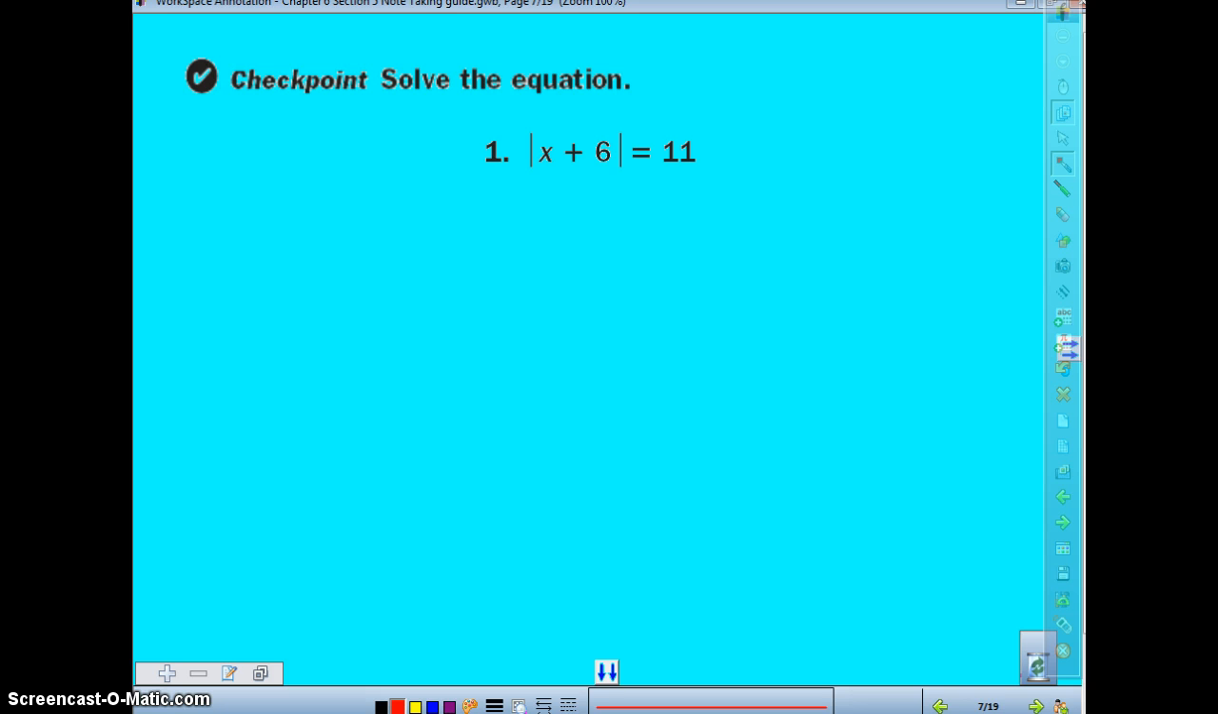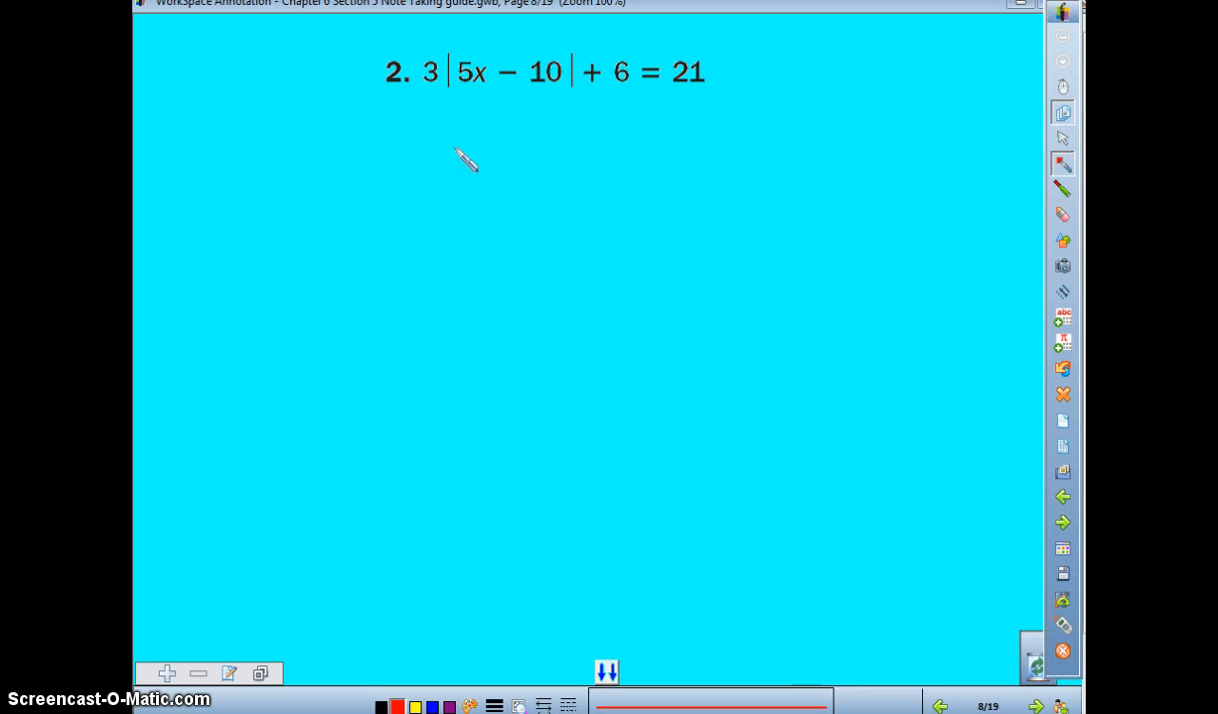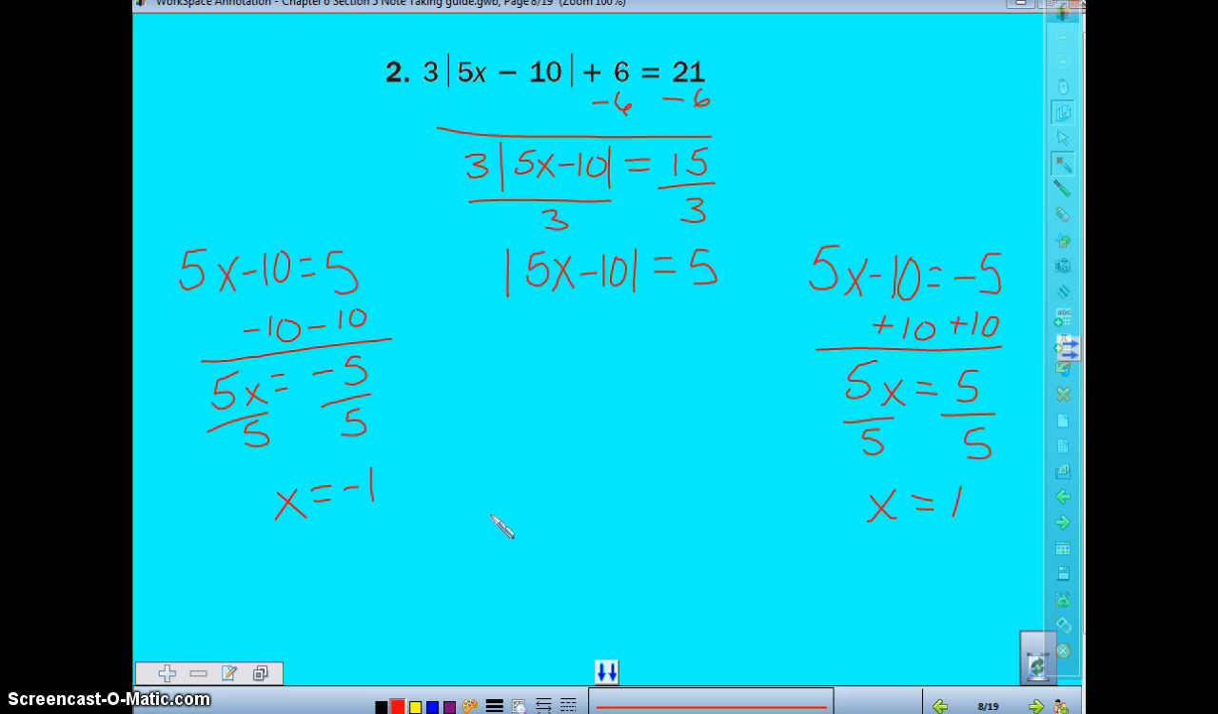All right. Checkpoint, solve this equation. I'll let you work on it. Ready, go. All right, guys, so as you can see, I came up with two answers. I came up with x equals 5 and x equals negative 17. When you put them both in there, both of the questions work out. All right, going on. Let you solve this one. Ready, go. Alright, so with this answer I came up with x equals negative 1 and x equals 1. So hopefully both of those, when you work it out, they'll both come up to 21.